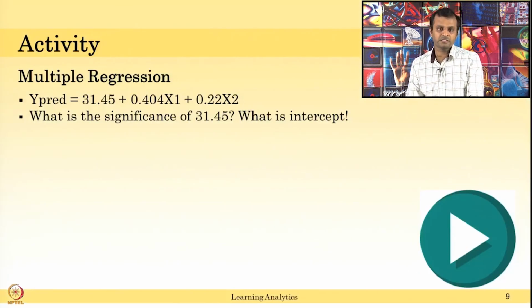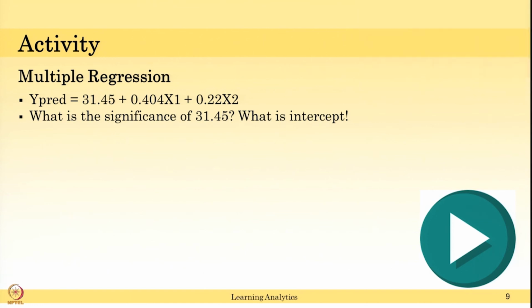Okay. It is interesting that we saw in a simple linear regression, and also in multiple regression, there is an intercept, like 31.45 in this equation, or some other values in the previous equation. What is this intercept? What is the significance of this 31.45?